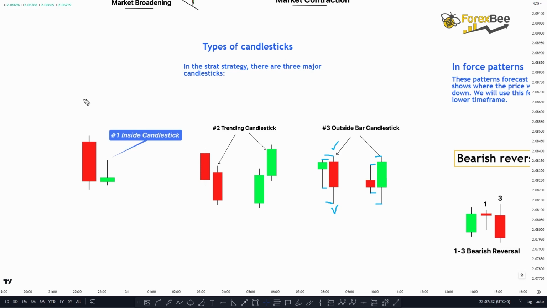So the three types of candlesticks that you need to keep in mind are number one, the inside, number two, the trending candle, and number three, the outside bar candlestick.